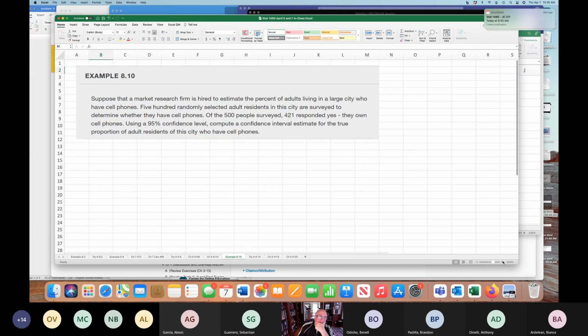Here's a problem. For example, suppose a market research firm is hired to estimate the percent of adults in a large city who have cell phones. 500 randomly selected individuals in this city are surveyed to determine whether they have cell phones. Of the 500 people, 421 responded yes, they own a cell phone. Presumably, 500 minus 421 responded that they don't. Using a 95% confidence level, compute a confidence interval estimate for the true proportion of adult residents in this city who have cell phones?